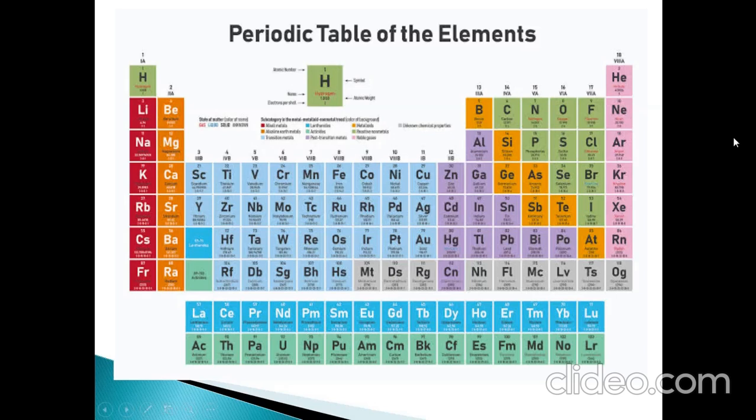The valency also keeps on changing for periods 2 and 3. Now in period 1, there are 2 elements, hydrogen and helium. In periods 2 and 3, there are 8 elements. In periods 4 and 5, there are 18 elements. And in period 6, there are 32 elements.